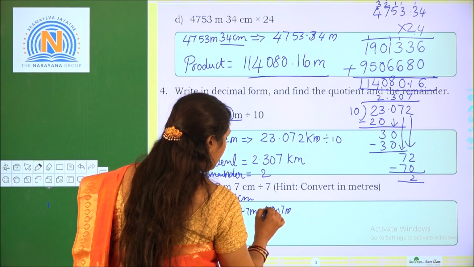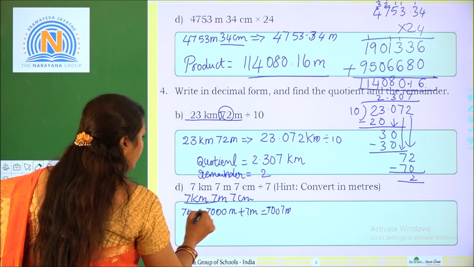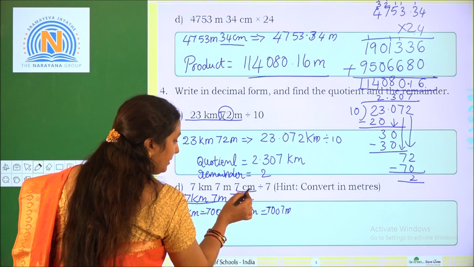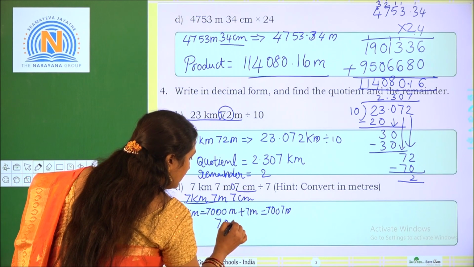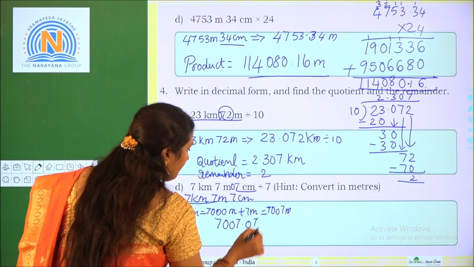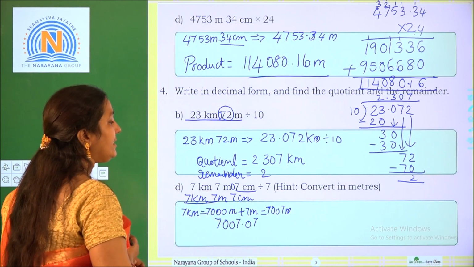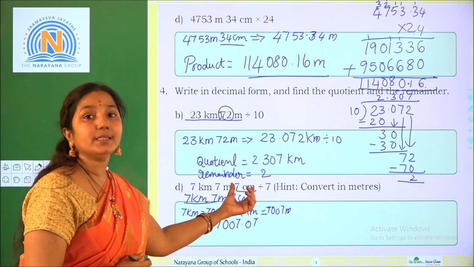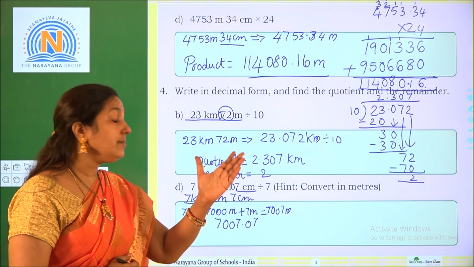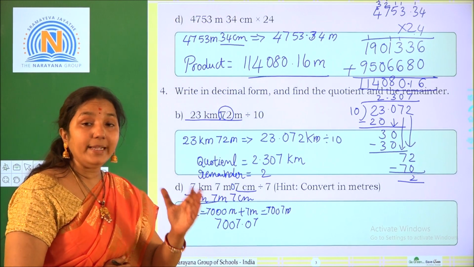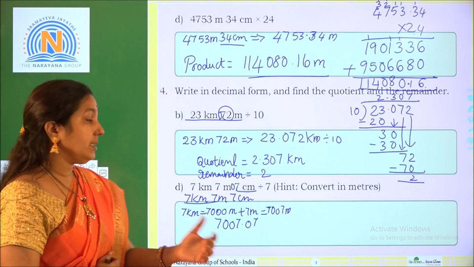7,007 meters. Okay. Now we have to write this in centimeters. We have to keep this one, means 7,007.7. Okay. Got it, children? Why? Because here two places have to come in centimeters. Okay. Because the decimeter value is 0, then centimeter.